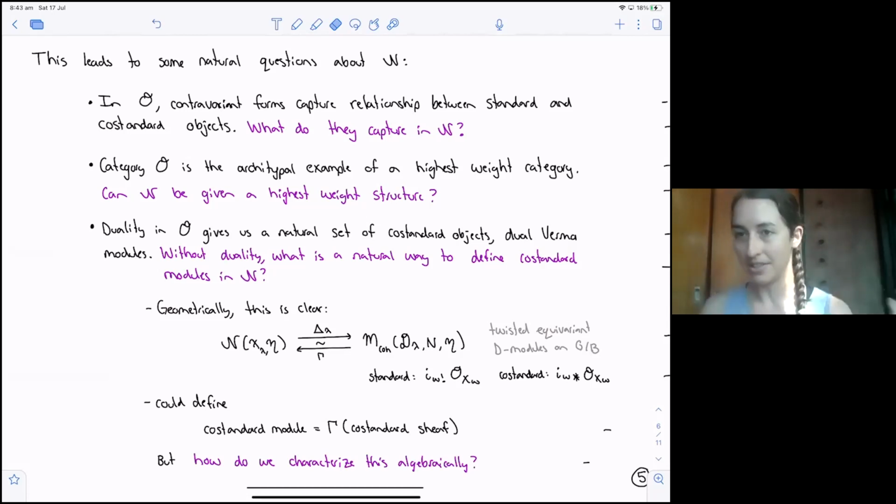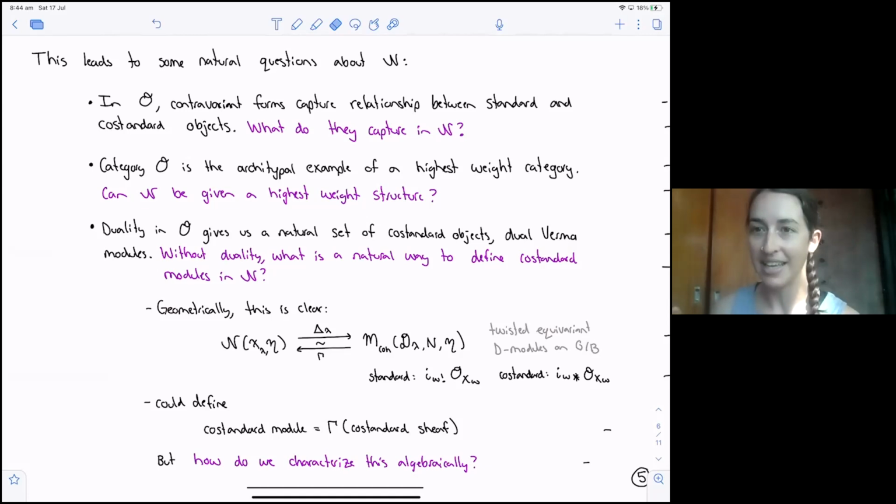And that's fine. That gives us a definition of co-standard objects, but it's somewhat unsatisfying because it's really unclear, by just taking a D module and taking its global sections, what algebraic property is cutting out this representation or this module, because holonomic duality on the D module side doesn't really behave well with respect to any algebraic dualities. And so it's not known, in general, in the category of holonomic D modules, what duality looks like algebraically at all.